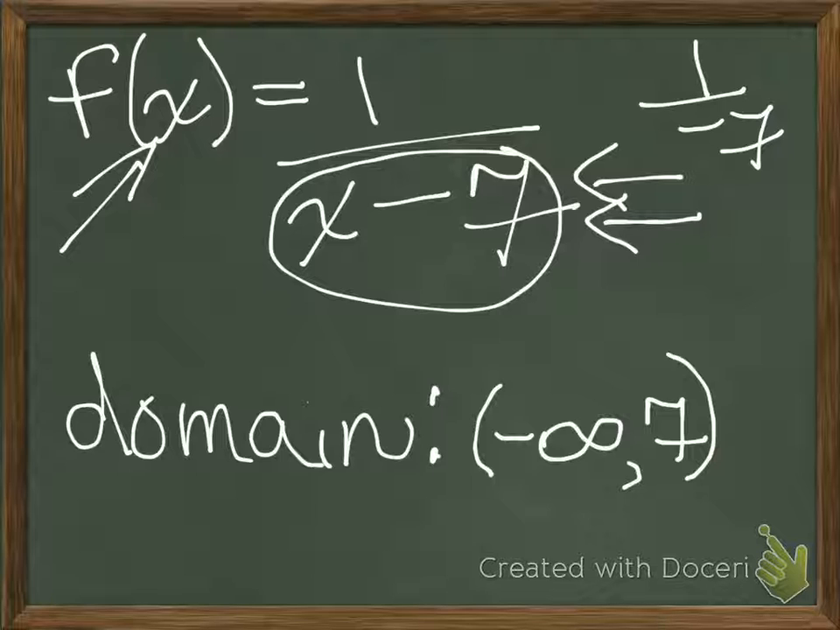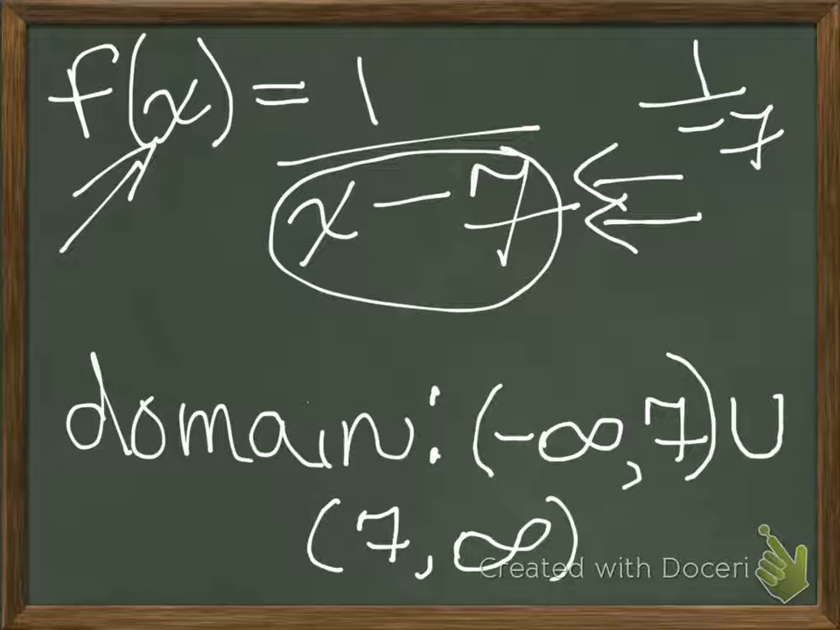So the domain is from negative infinity to very close to 7, union with, or along with, 7 to positive infinity. What that's saying is that I can include any number in my domain except 7. I have to skip over 7. 7's going to make that 0, and that's how I write it if I'm skipping over 7. Okay, let's take a look at another example.